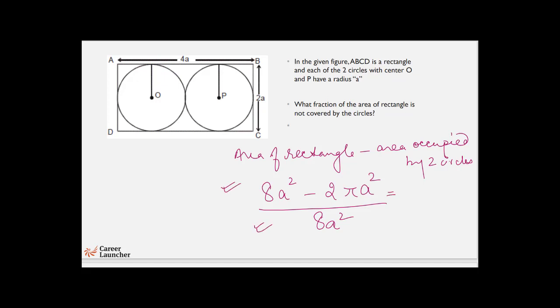A square will get cancelled. We can take 2 common, and finally we get the answer as (4 minus pi) by 4. This is the fraction of the area of the rectangle which is not covered by circles. So this was an easy question.